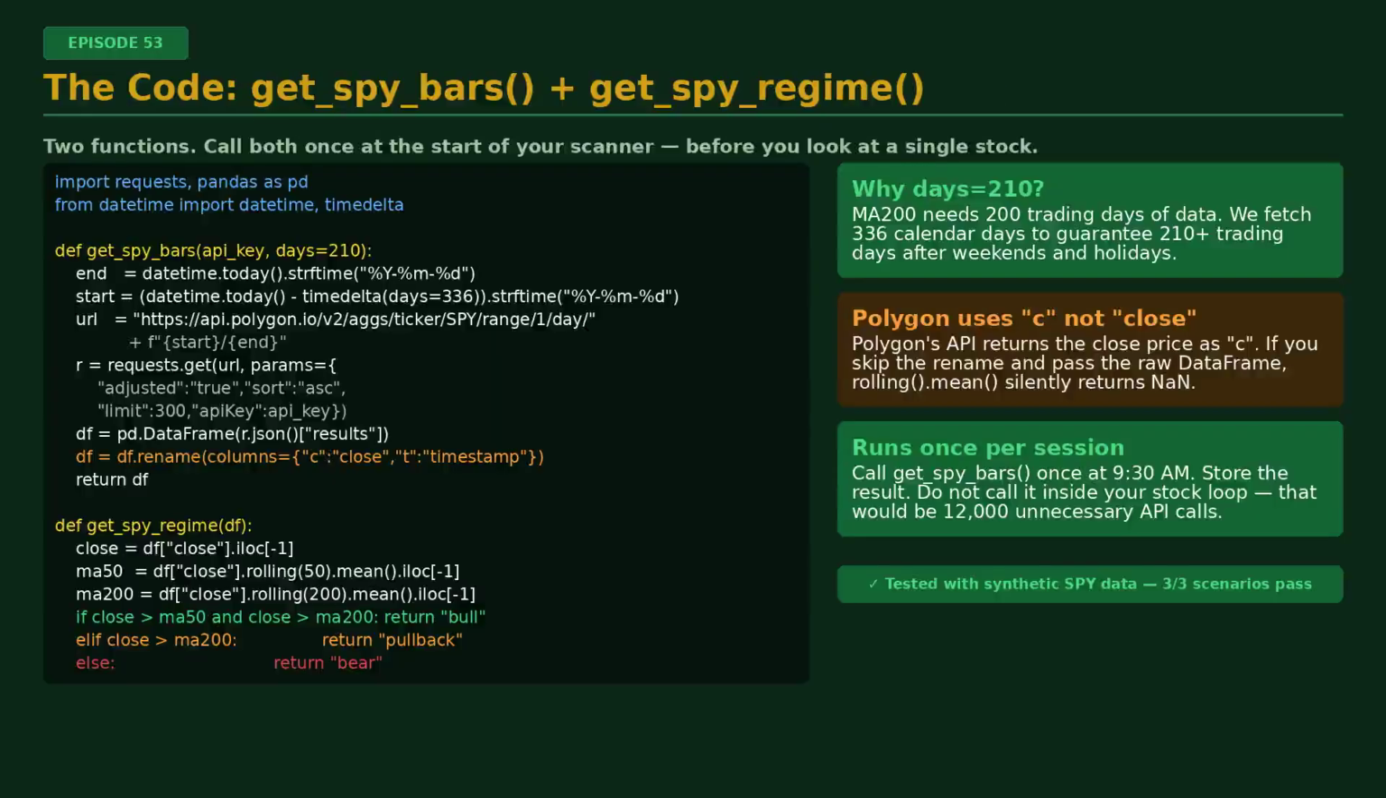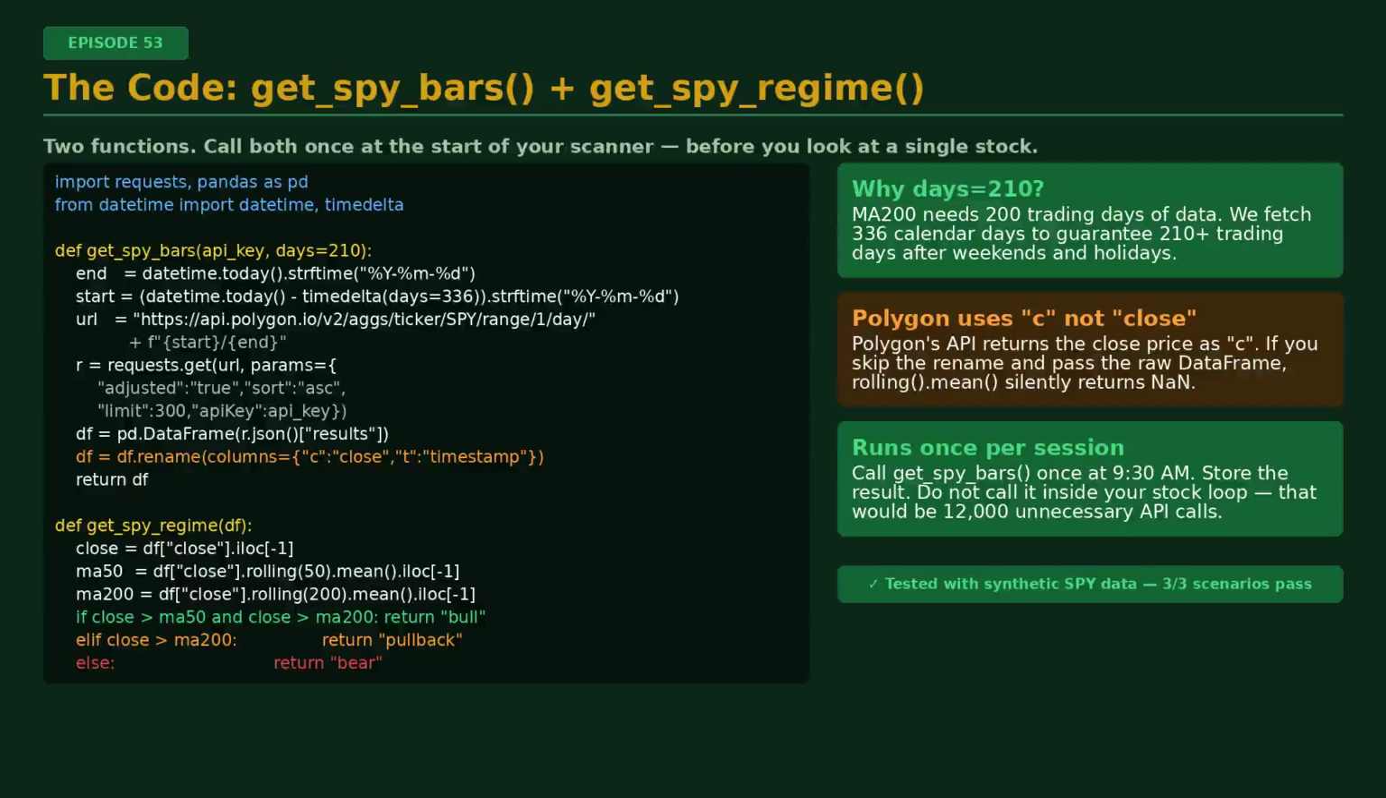Here are the two functions. You need both of them. The first one, get SPY bars, fetches daily price data from Polygon. The second one, get SPY regime, classifies the current market based on where SPY is relative to its moving averages.